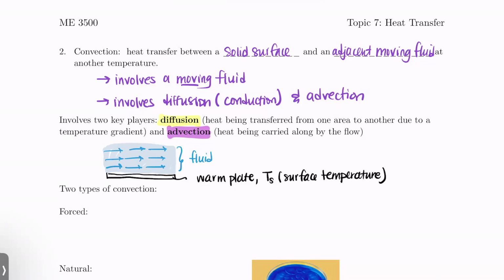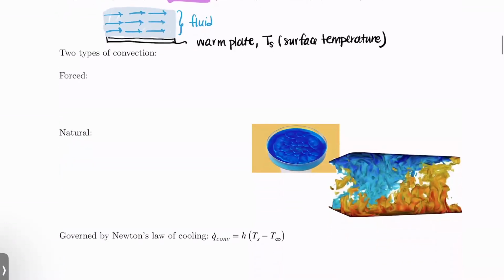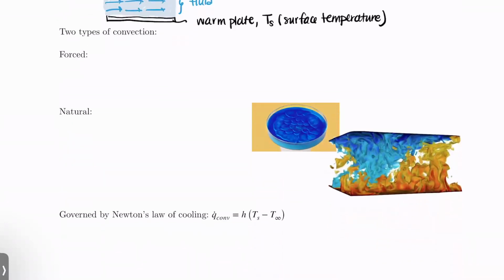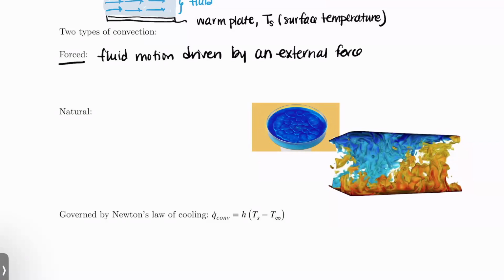All right. Convection can be categorized into two different types. The first one is forced convection. This is when the fluid motion is driven by an external source, an external force. So things like a fan or the wind, for example, that would be a forced convection scenario.